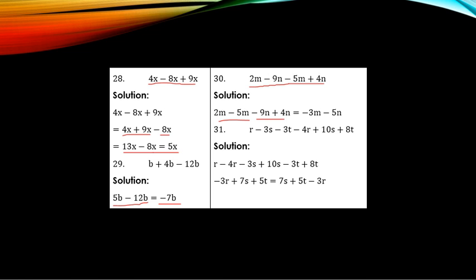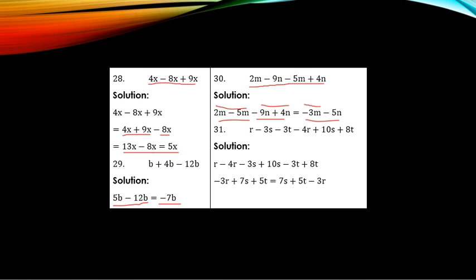Next, you add the like terms together or you subtract them. The first one is 2m minus 5m, that is minus 3m, and you have minus 9n plus 4n, that is minus 5n. You should know that different letters cannot be added nor subtracted. So your answer is minus 3m minus 5n.